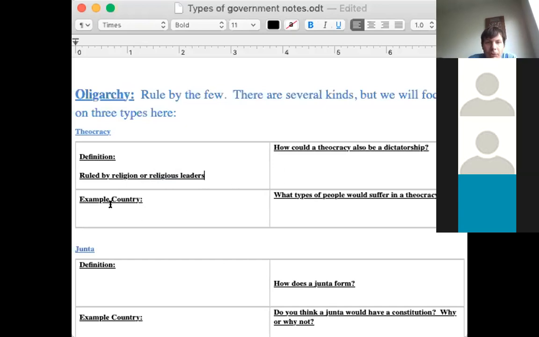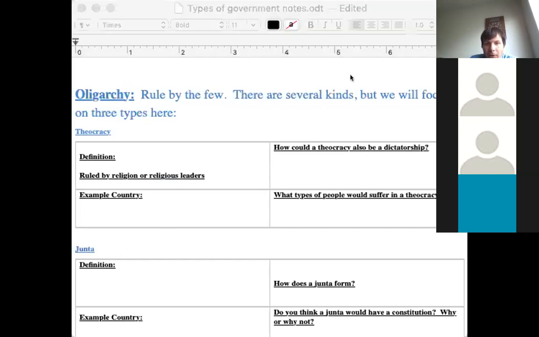For an example, let's go here. Example country. I intentionally did not give this to you guys. How on earth do you find out what a sample country is? Google. Well, Saudi Arabia is both a monarchy and a theocracy. Okay. Where did you get that from? Well, that was off the top of my head. Okay, Saudi Arabia is an example, but here's what I did. Republic of Iran.